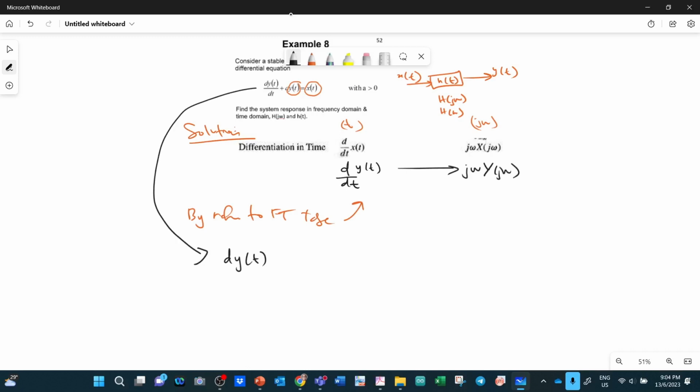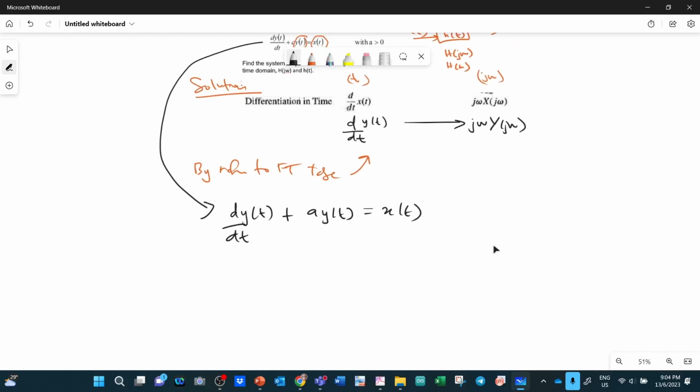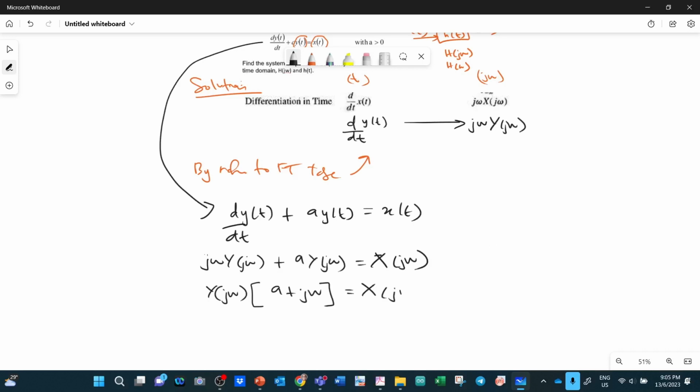So you have dy(t)/dt plus a y(t) equivalent to x(t). For dy(t)/dt, you directly write it out by referring to the Fourier transform table. You have j omega Y(omega) plus a Y(omega) equal to X(j omega). Okay, so you group it together. Y(j omega) times (a plus j omega) is equivalent to X(j omega).